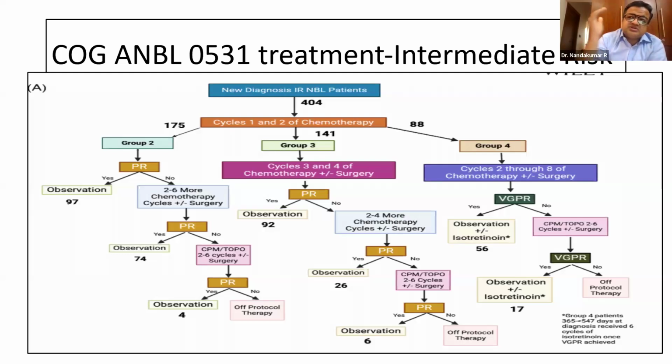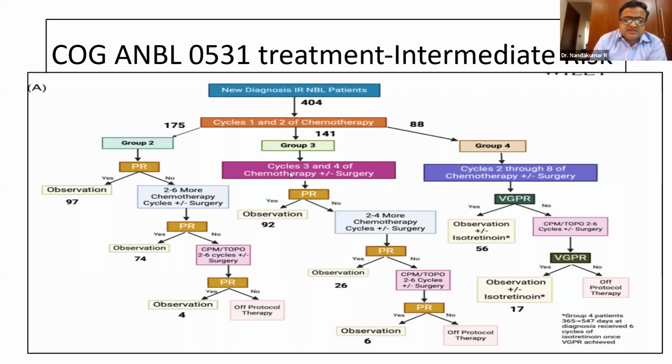Now the COG used intermediate risk to subclassify them into 3 or 4 groups, stratified them and gave different cycles of chemotherapy. I'm not going into the grouping, but if you look on the left, if you fall under this particular group 2, and you achieve a PR, which is more than 50% response, with just 2 cycles of chemotherapy, you can still observe these children. So all intermediate risk children do not require the designated 4 to 8 cycles. A subgroup of intermediate risk can get away with just 2 cycles of chemotherapy with a partial response.